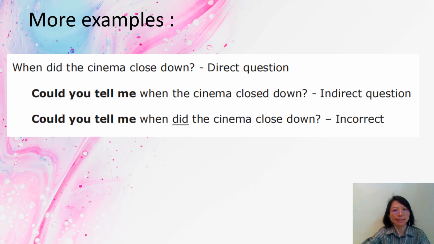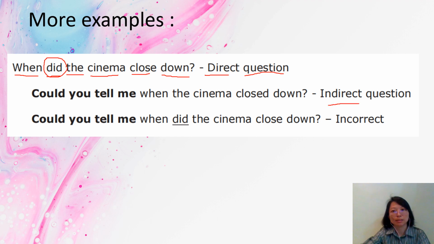Okay, let's look at this direct question. The direct question here begins with when. When did the cinema close down? When you look at this question again, look at the word did here. The word did here is actually past tense. Now what should we do with the past tense? Let's look at how you change the direct question into an indirect question.